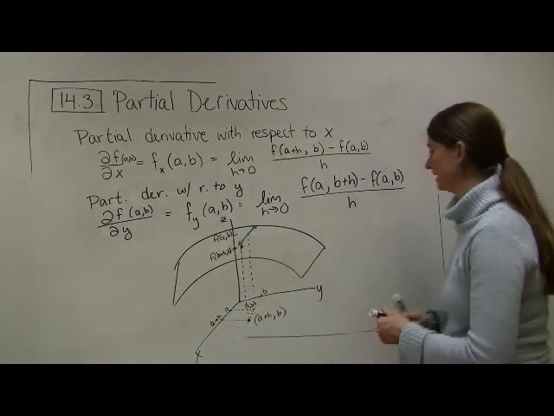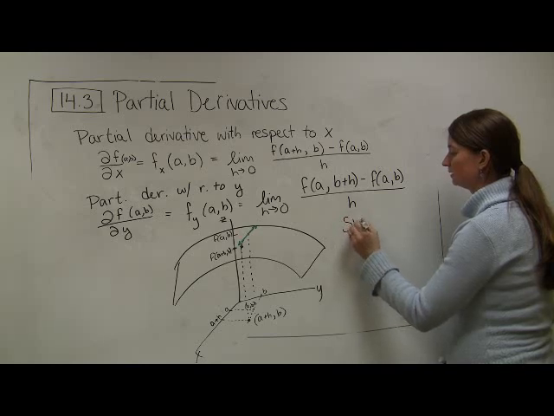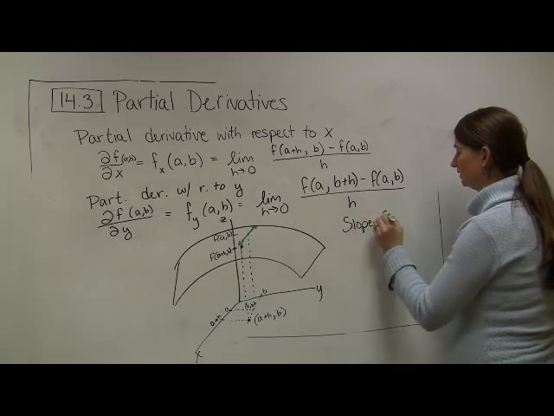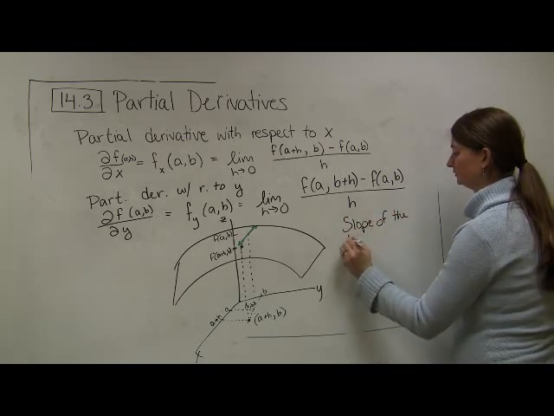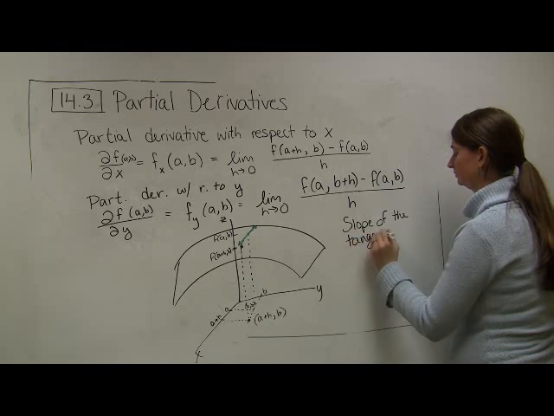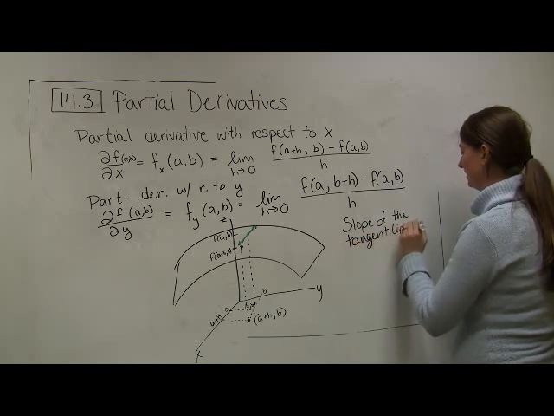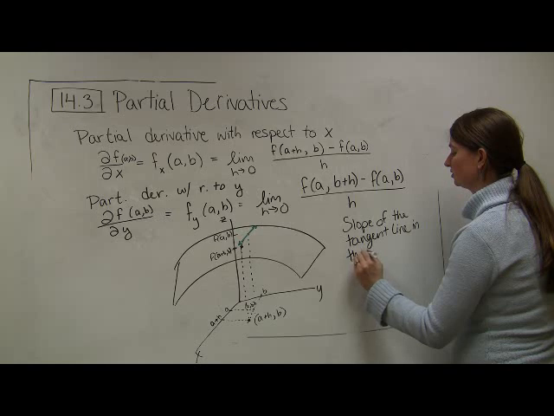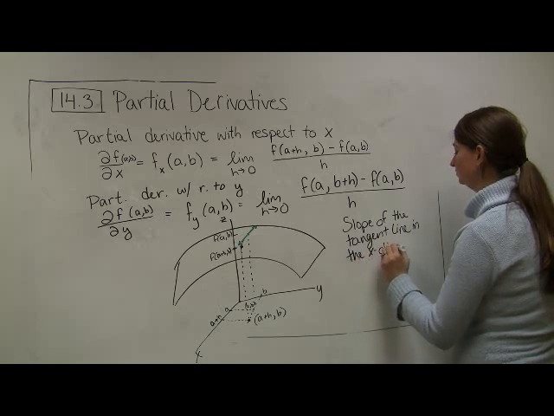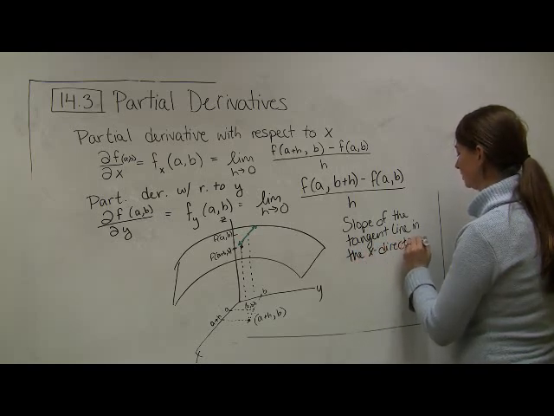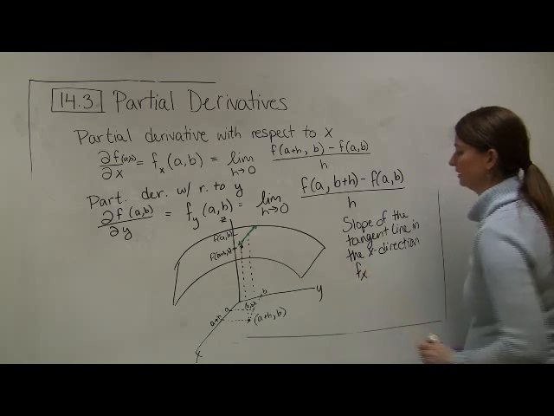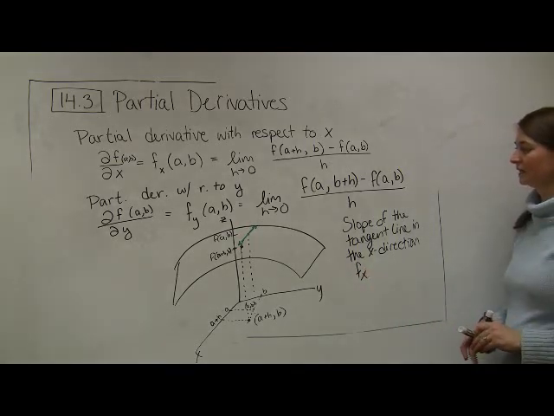I'm going to write that down. The slope of the tangent line in the x direction is exactly our partial derivative with respect to x.